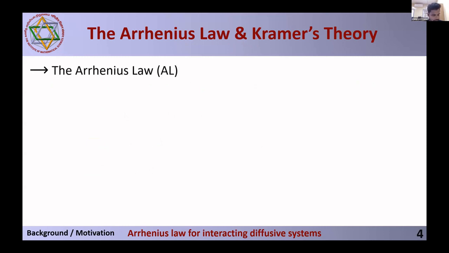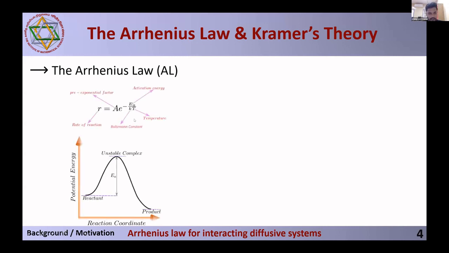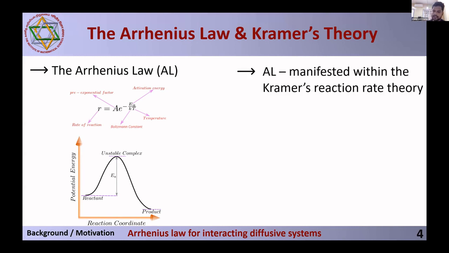After analyzing several chemical reactions data, Arrhenius came up with an empirical formula governing the rate of chemical reaction, which is given by this particular formula, where E_A is the activation energy required for a chemical reaction to occur. A chemical reaction is often schematically represented by the schematics here, where the reactants need to be supplied with an activation energy so that they can form a product. The Arrhenius law is often manifested within Kramers' reaction rate theory.